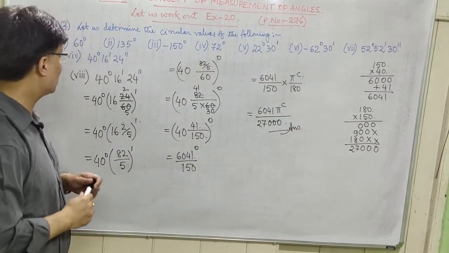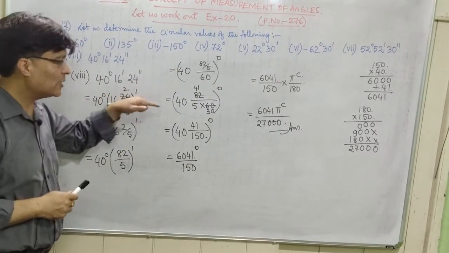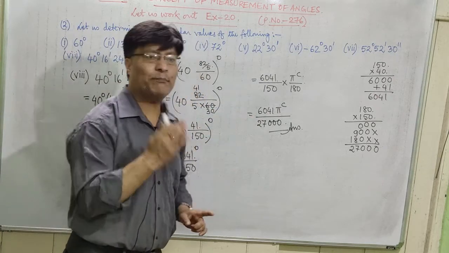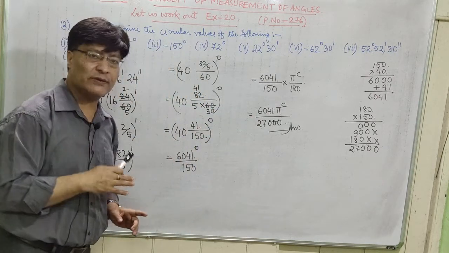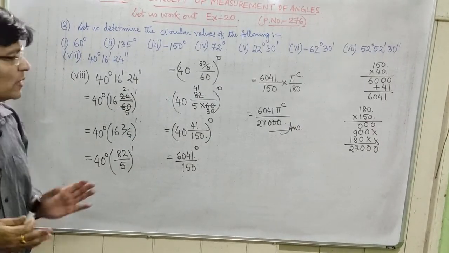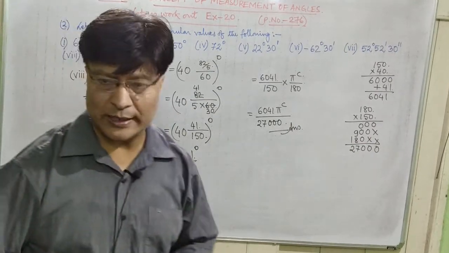So this is the answer. That is, we have converted this 40 degrees, 60 minutes, 24 seconds in terms of radian, which is 6041 pi radian divided by 27,000. So that is the final answer. So I think you have understood it. Okay, so you can copy it. Now we'll do the next question.